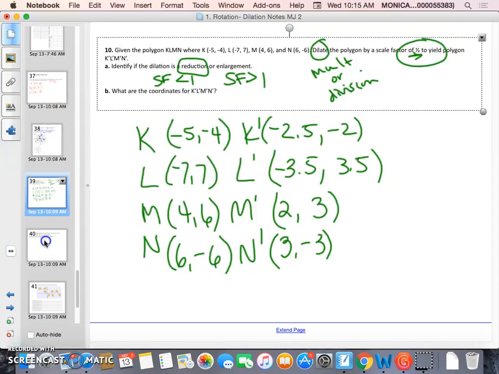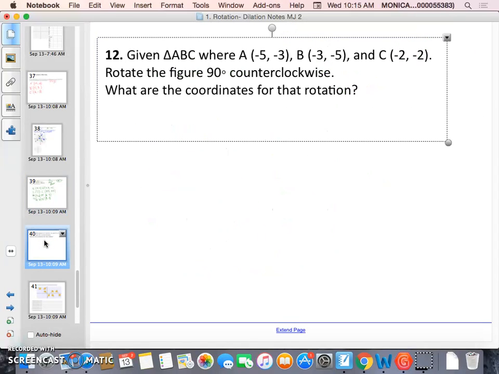All right, let's try a couple more. Let's do number 12. It says, given triangle ABC, where A is -5, -3, B is -3, 5, and C is at -2, 2. Okay, so this time we're rotating the figure 90 degrees counterclockwise.